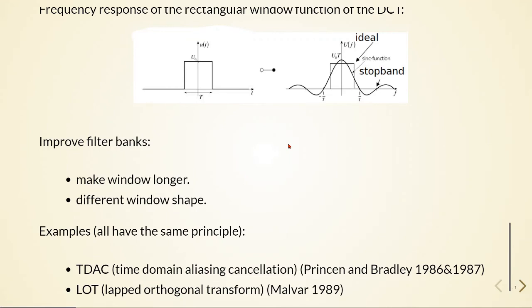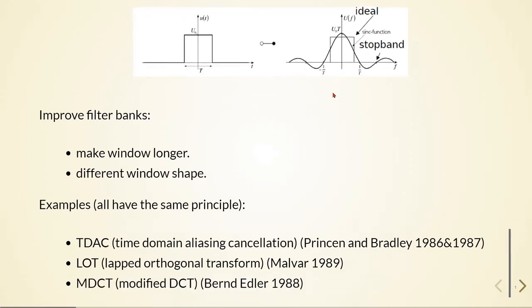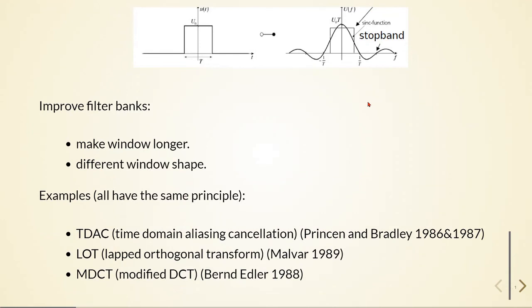In order to improve the filter banks, we can, for example, make our window longer, or we can also use different window shapes. Some examples that are all based on the same principle of modulated filter banks are the TDAC, or the time domain aliasing cancellation by Princen and Bradley, the LOT, the lapped orthogonal transform by Malvar, and the modified DCT by Bernd Edler.